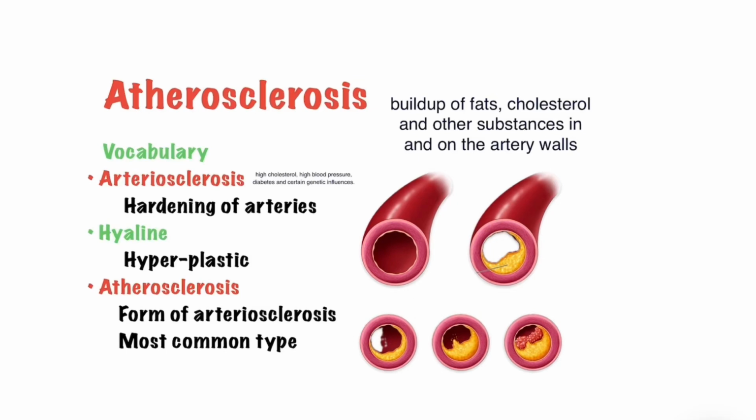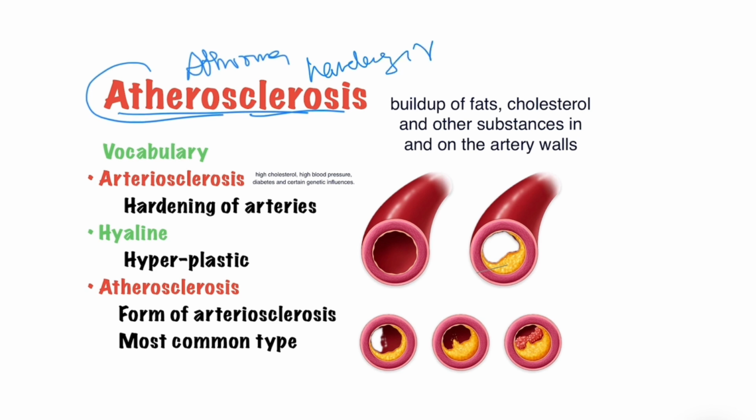My channel. Today's topic is atherosclerosis, and I'm going to discuss this in great detail. So, what is atherosclerosis? Atherosclerosis means the hardening of the vessels. Athero means atheroma, and sclerosis means the hardening of vessels. By definition, it is a buildup of fats, cholesterol, and other substances on the artery wall.